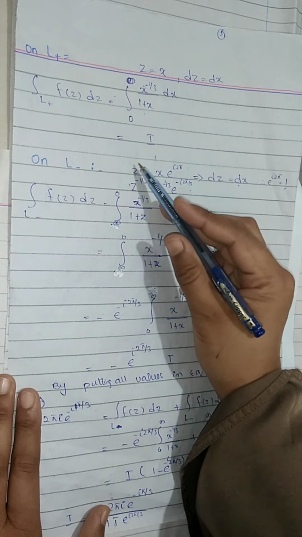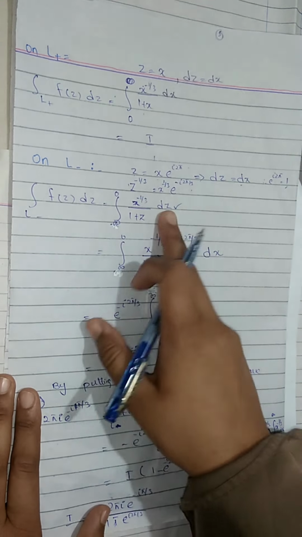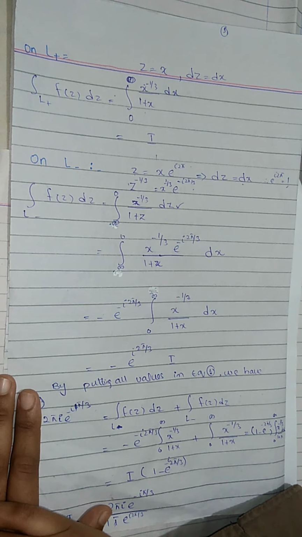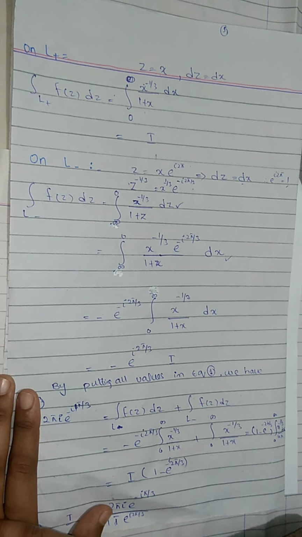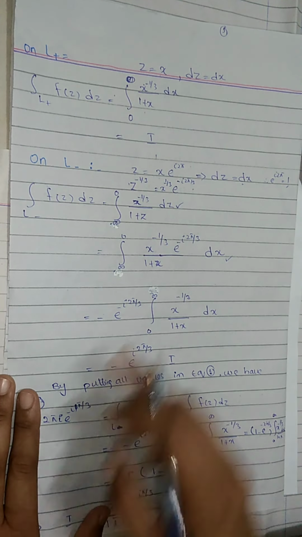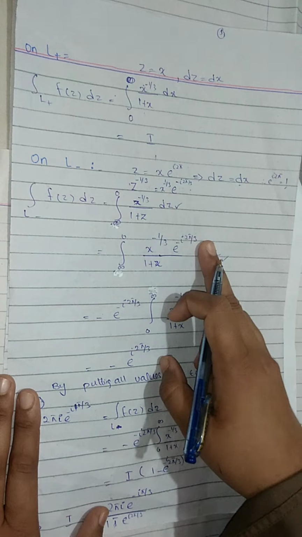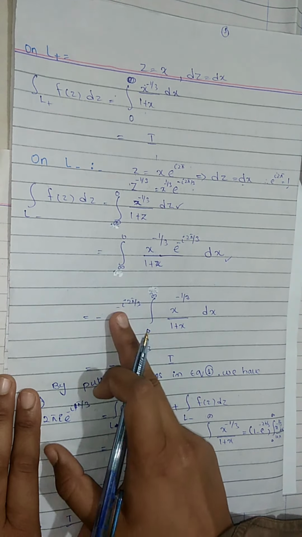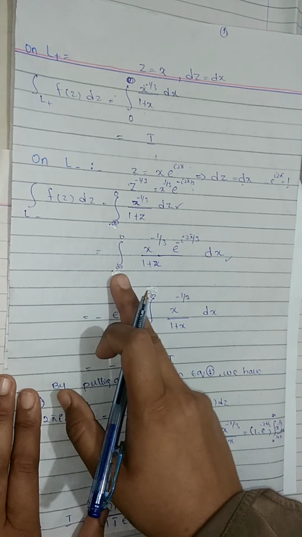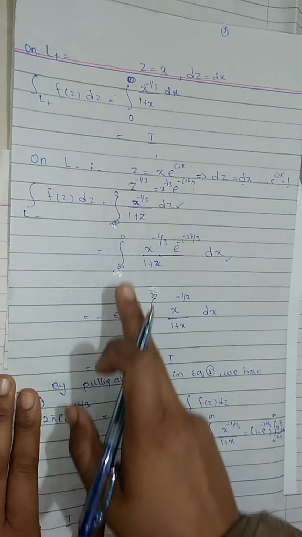Along L positive, z is equal to x and dz is equal to dx. We just put the value f(z) = f(x), and f(x) is x^(-1/3) over 1 + x times dx, and it is equal to I. Similarly, for the contour along L negative, z is equal to x e^(i2π) and dz is equal to dx, because e^(i2π) is equal to 1.